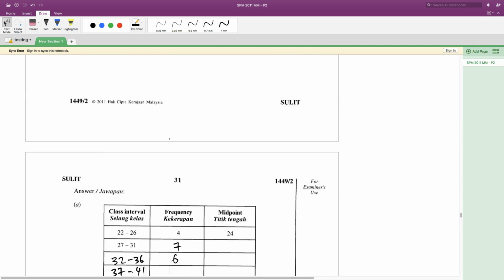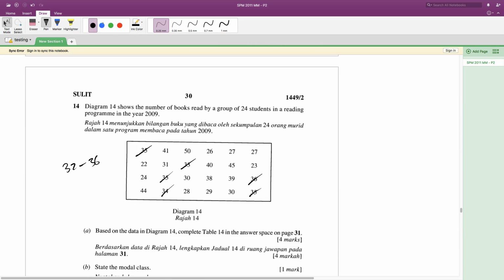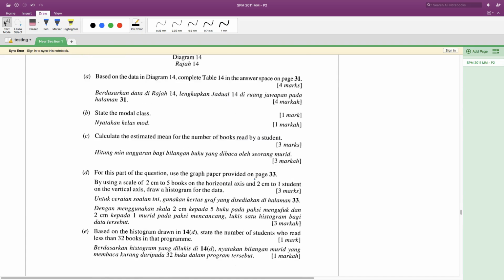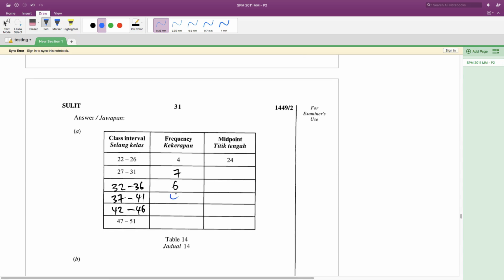Okay, 37 to 41. Let me use another color. 37 to 41, I have 1, 2, 3, 4. I write a 4 here.